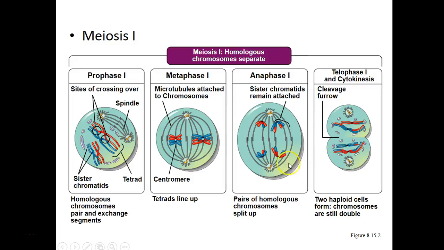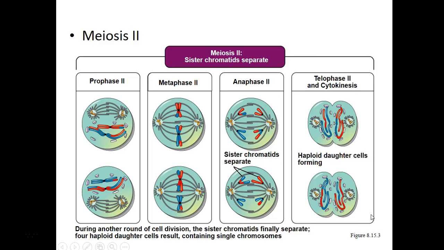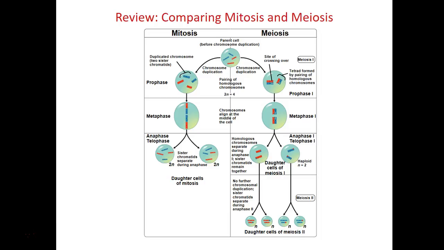So if we continue through anaphase 1, the homologous chromosomes break apart. Now the homologous chromosomes have non-identical sister chromatids because of that crossing over. So notice here you've got a little bit of blue and you've got a little bit of red. And you form 2 haploid cells. The chromosomes are still doubled at this point. In meiosis 2, the non-identical sister chromatids align along the middle point, the metaphase 2 plate, and then they break apart, moving to separate parts of the cell, forming the haploid daughter cells.